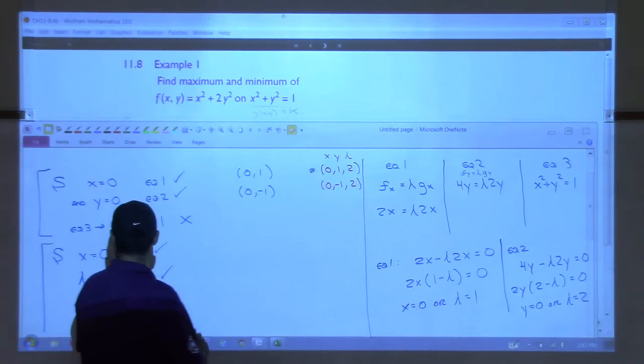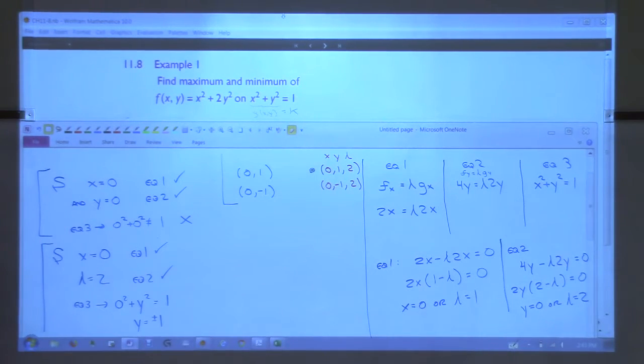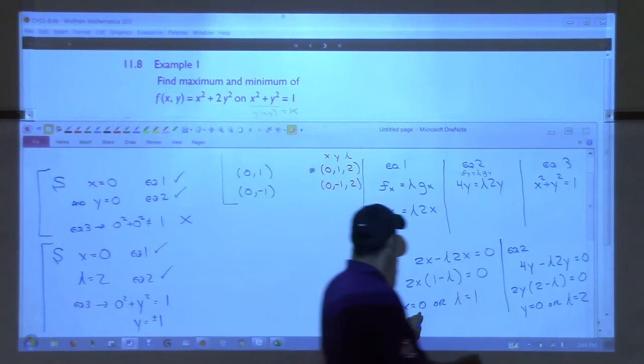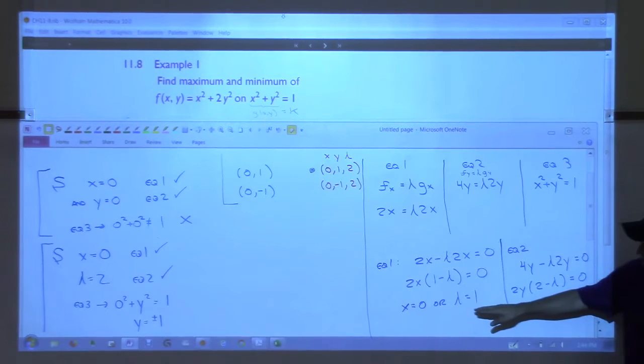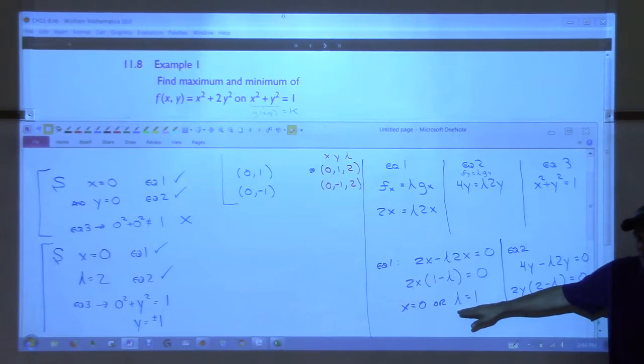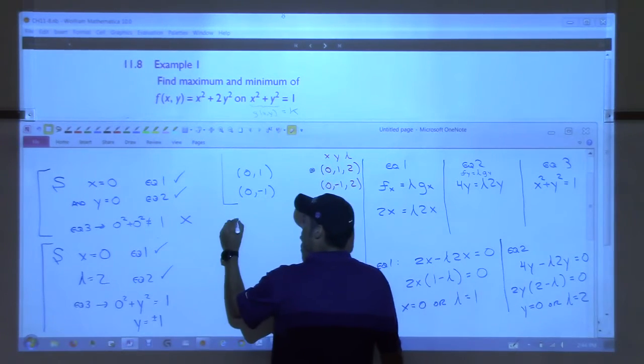Why aren't we done? Because you still have y equals 0. Yeah, so I only looked at when x was 0 and lambda was 2. Another thing I could have done is look at lambda being 1, right? So let's try that. A new train of thought here.